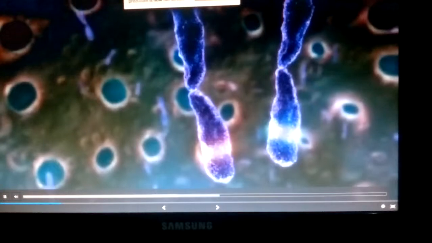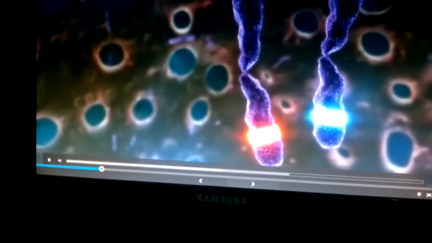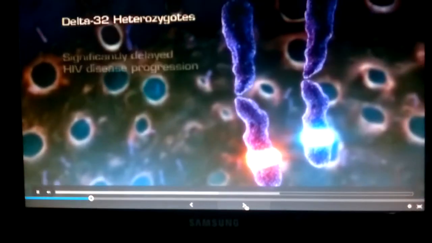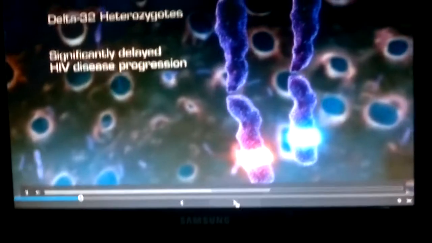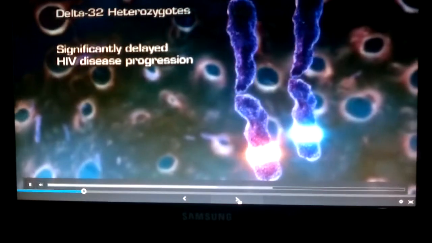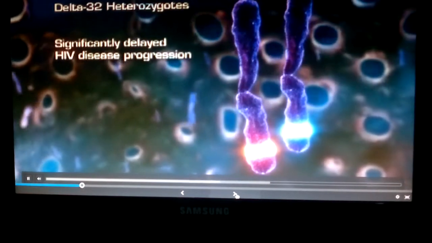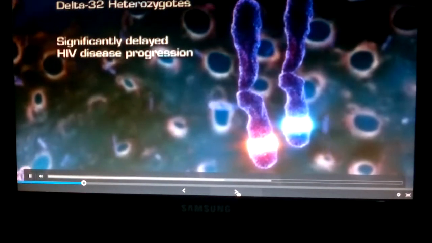Delta 32 heterozygotes inherit one copy of the CCR5 Delta 32 variant from one parent and a normal form of the CCR5 gene from the other parent. Delta 32 heterozygotes can become infected with HIV, but disease progression is significantly delayed compared to those who have two normal copies of the CCR5 gene.